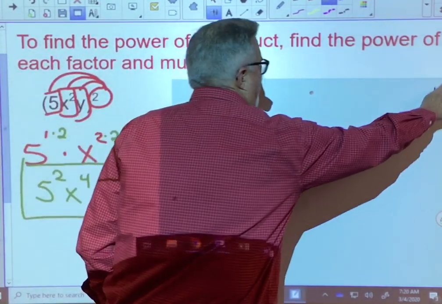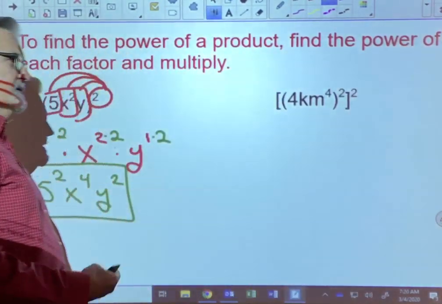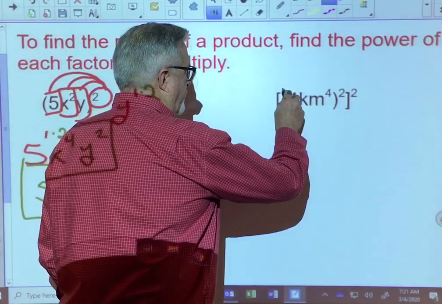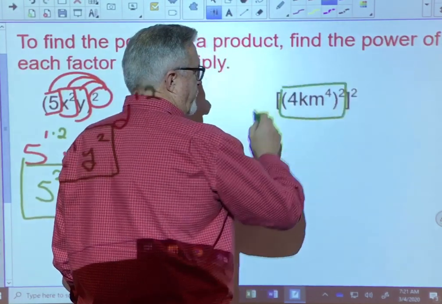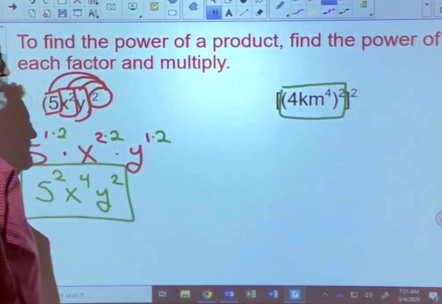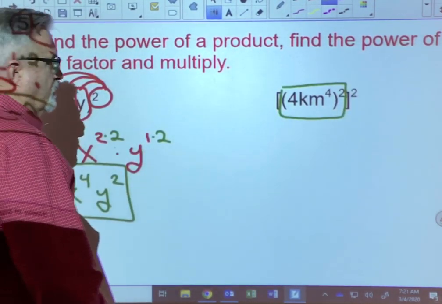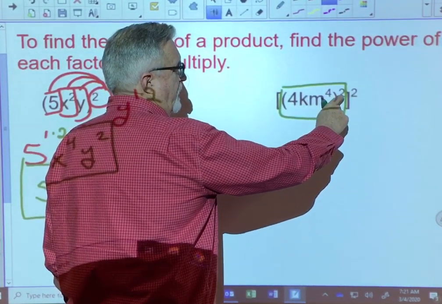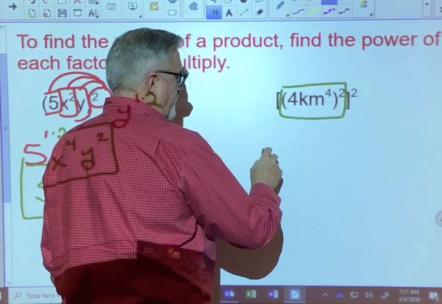Let's take a look at one more example. It's going to work the same way. It's just going to take us another step. So the first thing we're going to take care of is this part right here, and then we'll come back and take care of what's outside the bracket. So we've basically got 4km to the fourth power, and then we're going to raise it to the second power.